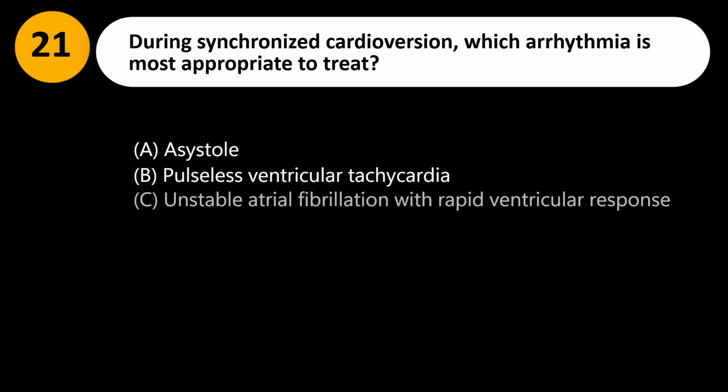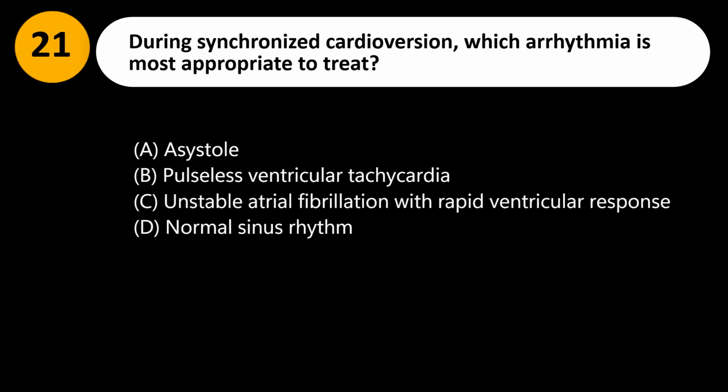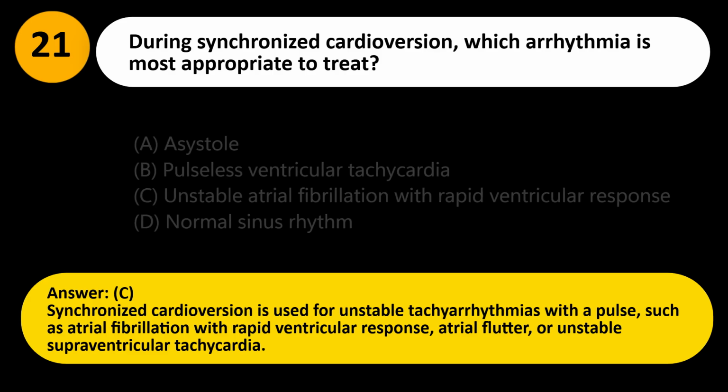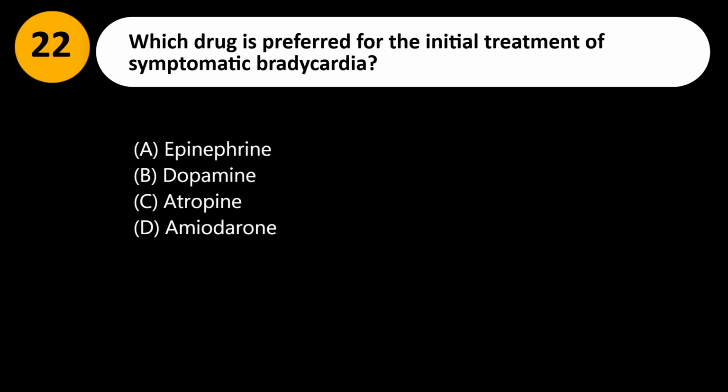During synchronized cardioversion, which arrhythmia is most appropriate to treat? A. Asystole. B. Pulseless ventricular tachycardia. C. Unstable atrial fibrillation with rapid ventricular response. D. Normal sinus rhythm. Answer, C. Synchronized cardioversion is used for unstable tachyarrhythmias with a pulse, such as atrial fibrillation with rapid ventricular response, atrial flutter, or unstable supraventricular tachycardia.